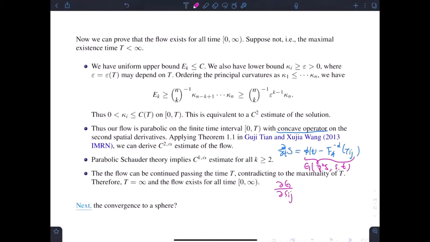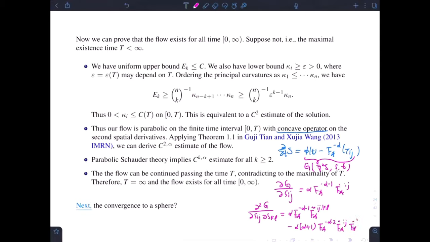is equal to alpha F star minus alpha minus 1, F star ij. And we can also calculate that the second order derivative is equal to alpha F star minus alpha minus 1, F star ij,kl, and minus alpha, alpha plus 1, F star minus alpha minus 2, and F star ij, F star kl. So it is clear to see that G is concave with respect to the second order spatial derivative. So we can apply the theorem of Tso and Wang to derive the C2 alpha estimate of the flow.